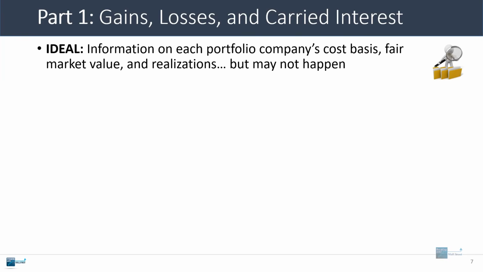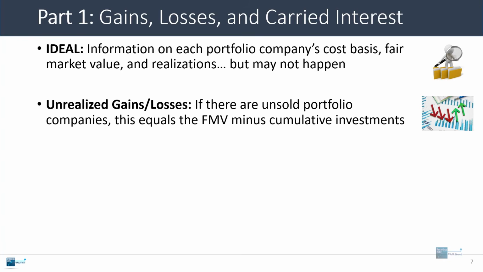So ideally, when you start doing this, you'll have information on each portfolio company's cost basis, fair market value, and realizations, but you're not always going to get this. Sometimes you might just get a high-level summary of the entire fund. With unrealized gains and losses, if there are unsold portfolio companies, this should equal their current fair market value minus the cumulative investment so far. And as this fair market value keeps changing, you'll have to keep adjusting these unrealized gains and losses.